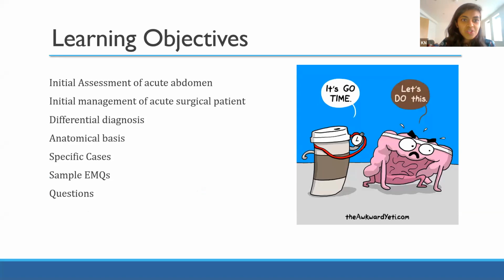These are the learning objectives for today. We're going to cover the initial assessment, some of the management, and some of the differentials. We'll touch briefly on some of the anatomy, not very much of it. And then we'll go into a couple of specific pathologies. I was hoping to cover the stuff that can go horribly wrong, the kind of pathology that needs theatres quite quickly. Then we'll round off with a couple of EMQs and some questions.